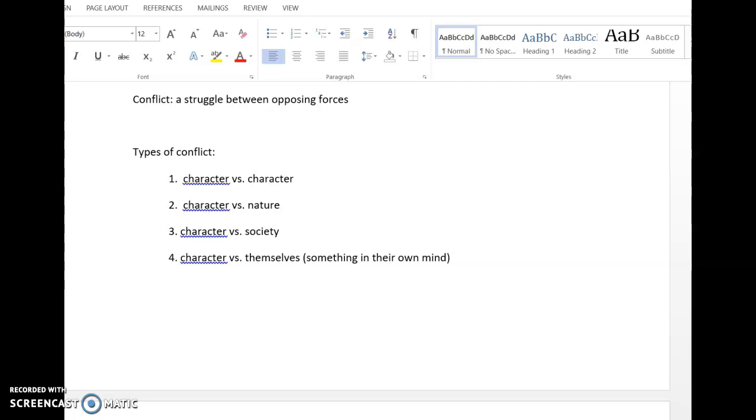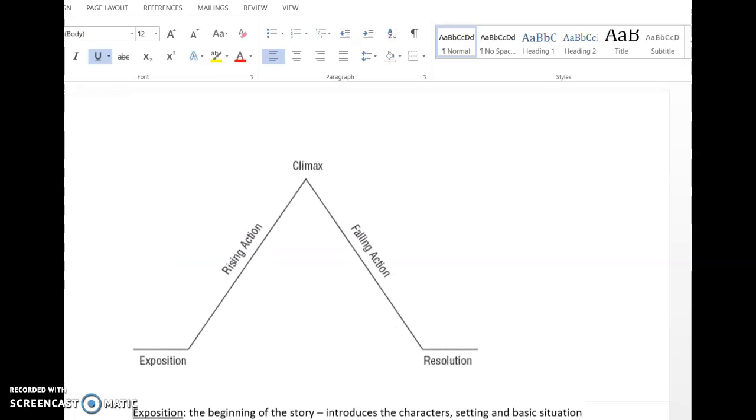And then the princess is debating with herself as to which direction she's going to indicate for the young man, which door to open. So that's her versus herself. So all 4 types of conflict appear in The Lady or the Tiger.